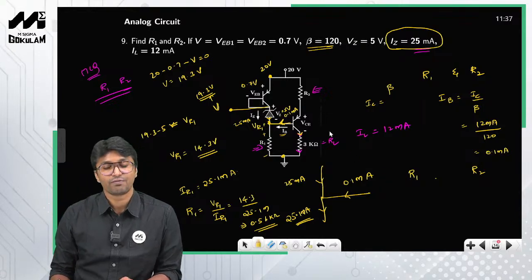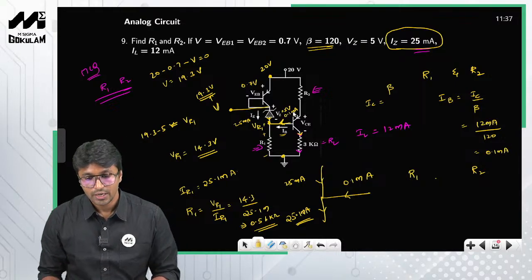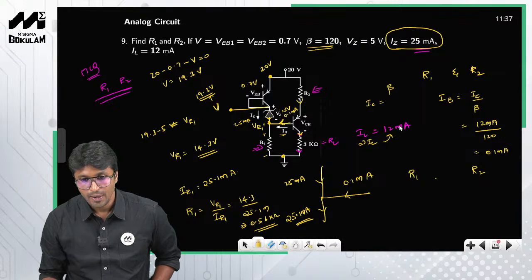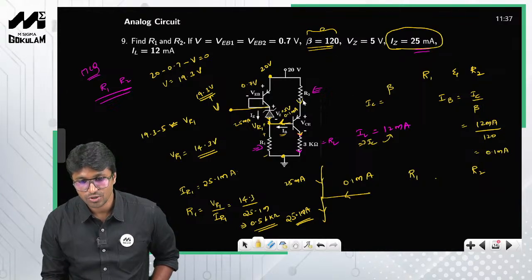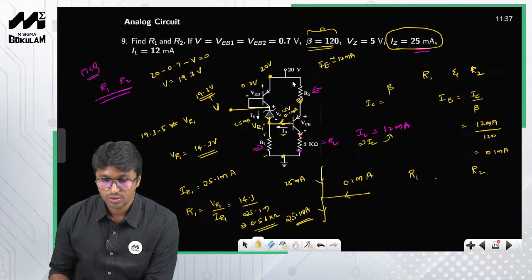Now follow a similar procedure for calculating R2. Again, I am interested in calculating the voltage and current across R2. What is the current through this emitter terminal? This is nothing but IC, which is 12 milliamperes, and beta is very large. Using the value of IC and beta, you can calculate IE. When you calculate it, IE also comes approximately equal to 12 milliamperes. So the current through R2 is nothing but 12 milliamperes.